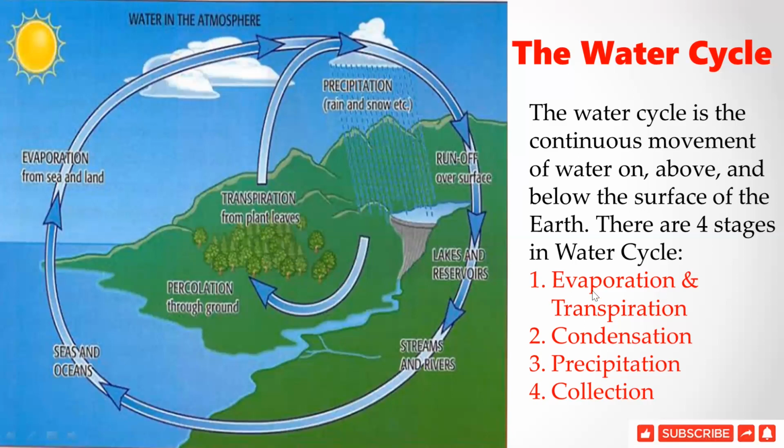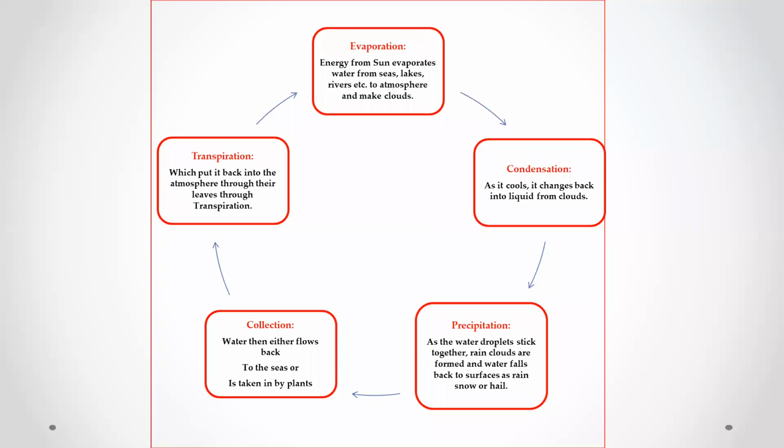So now we separately check how all these stages are happening through the water cycle. Evaporation: energy from the sun evaporates water from seas, lakes, rivers, etc. to the atmosphere and makes clouds. So evaporation is when water comes out of the seas and lake surfaces and moves towards the sky. And the clouds are made when condensation is happening, as the water vapors cool down and change back into liquid form, clouds, right?